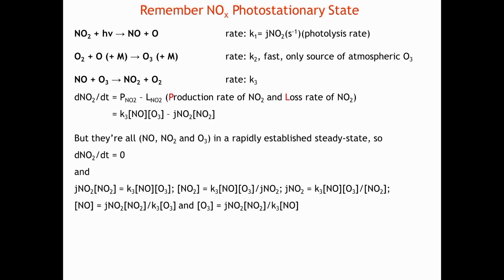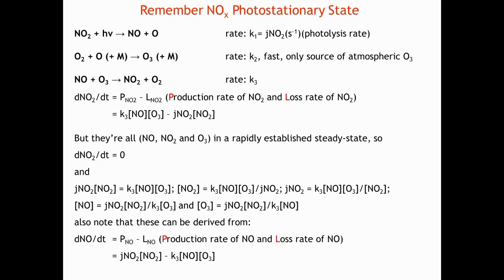Most of the chemistry you have to deal with can be summed up in this sort of description. Not very complex as a concept, but it can be applied to very many complex systems. So you can derive these same photostationary state relationships from the rate of change of NO. Because it's the coupled system, they're all in steady state, all of these relationships can be derived from each of the others. So it doesn't matter where you start from.